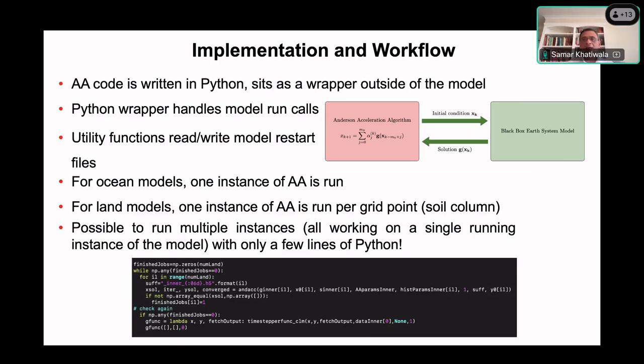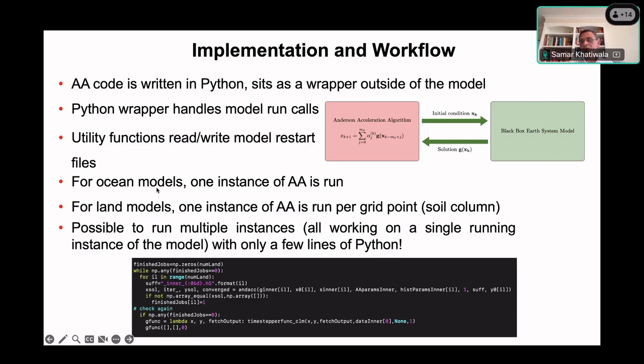Okay, so a little bit about the practical details. The implementation and workflow, it's relatively simple. The Anderson acceleration code is written in Python. It basically sits as a wrapper, so essentially it wraps around your model, and the wrapper handles the calls to your model. So essentially what you're doing at every iterate is you're producing a solution, you're feeding it into the model as an initial condition. The model does its time stepping, gives you a new solution that you feed back into Anderson, which then produces a new iterate, and it feeds that back into the model. Okay, that's the basic idea behind this simple workflow.